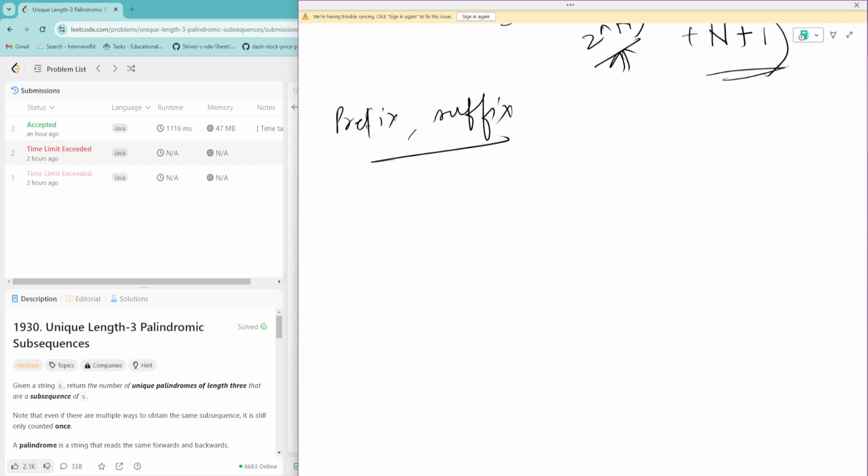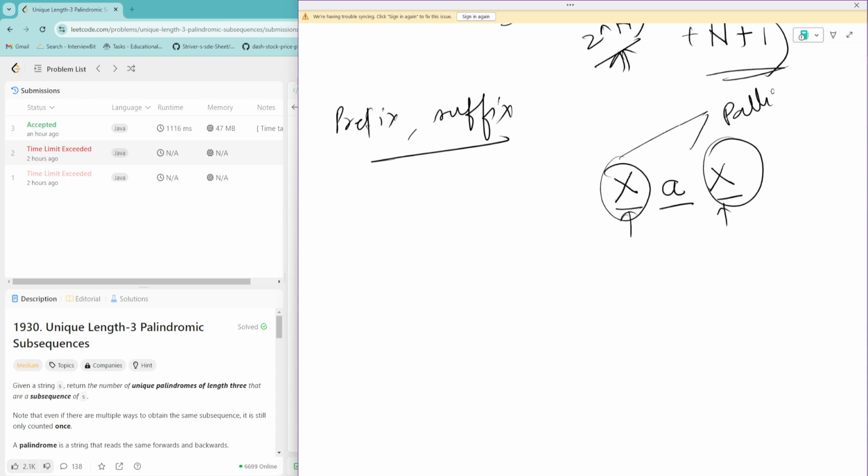So what's the concept of prefix and suffix array? We only need a length 3 subsequence, and we need to check if it is a palindrome or not. So if we are at a current index, we just need to check if the character previous to it and the character in its suffix are equal. If they are, then we have a palindromic subsequence.